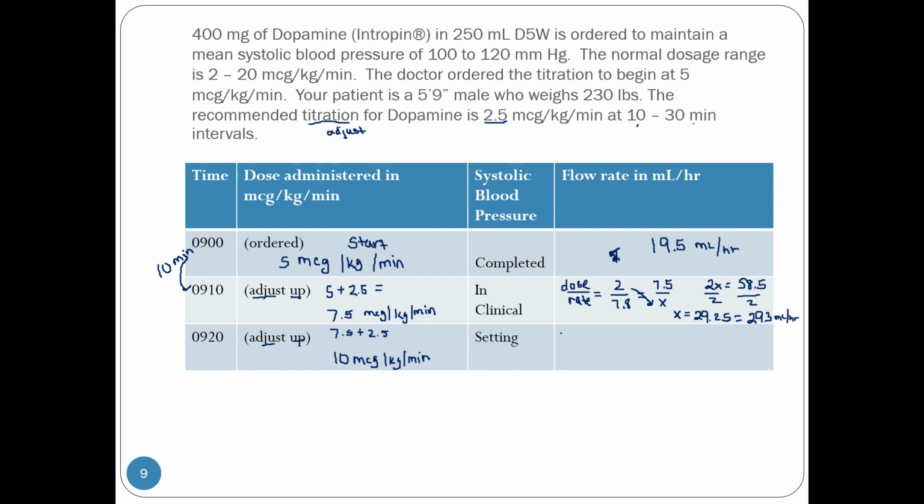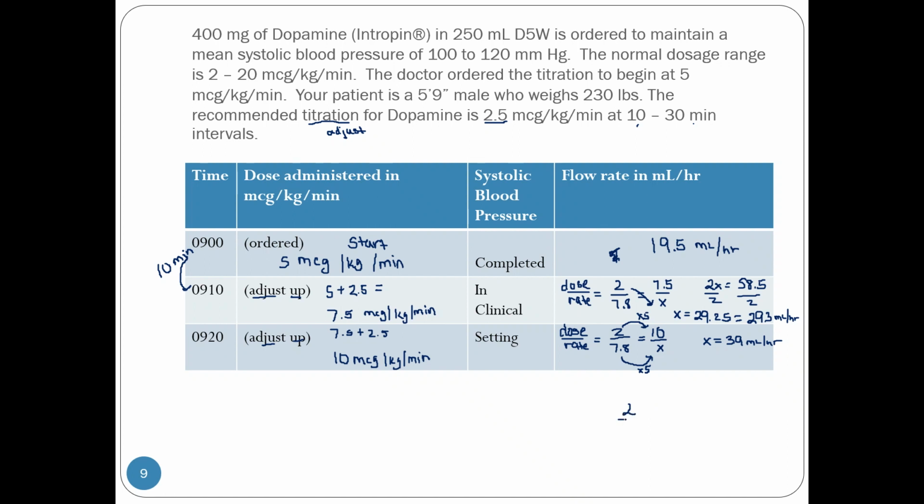And I keep going. I do my last problem the exact same way. So I'm putting dose over rate, which is 2 over 7.8. I put my new dose on the top, which is 10. Put that over x. Again, with this problem, you may notice a shortcut. So 2 times 5 would give me 10. So 7.8 times 5 could give me my answer. And with the help of my calculator, that tells me x is 39 milliliters per hour. But you don't have to know the shortcut.